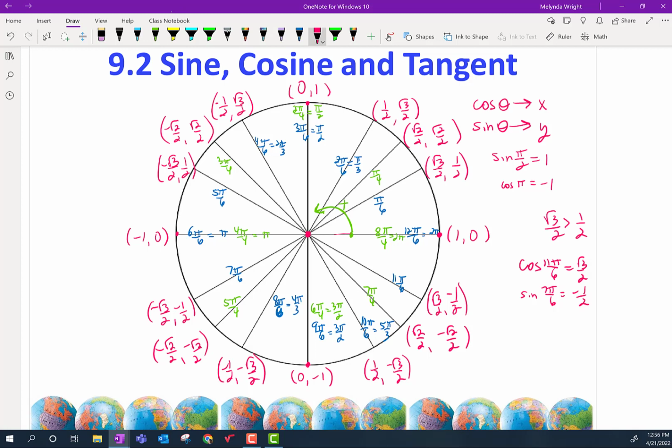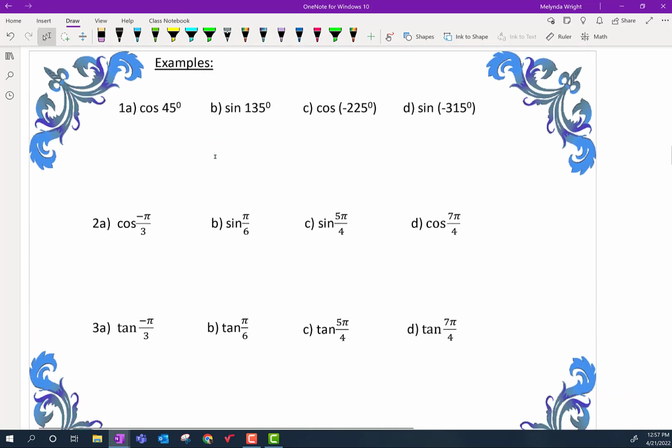All right, we just generated our very first unit circle from scratch. That's something that you would need to be able to know how to do. So now let's use that concept and practice some unit circle values.